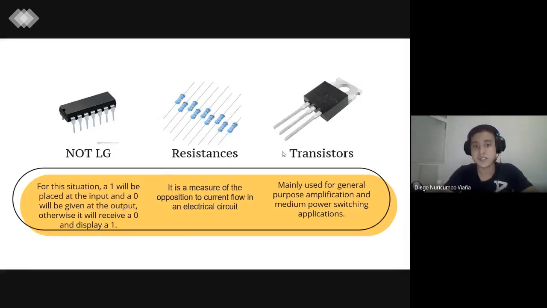Alright, the resistance. It is a measure of the opposition to the current flow in an electrical circuit. Now here we have the transistors, which are mainly used for general purpose amplification and medium power switching applications.